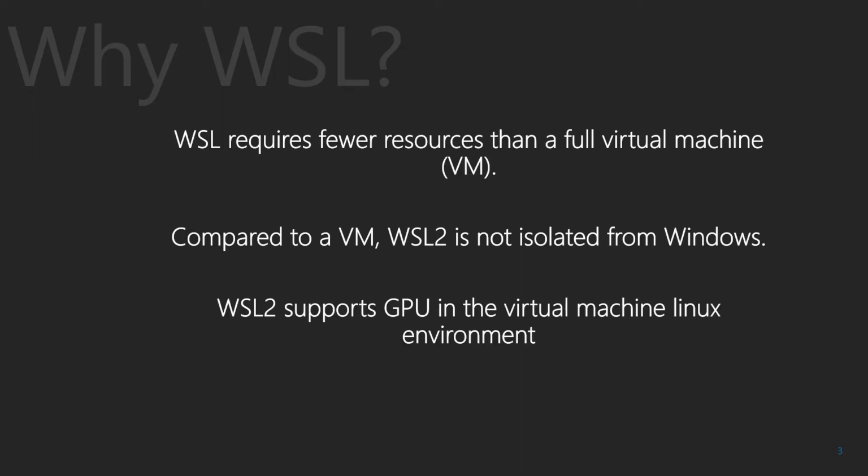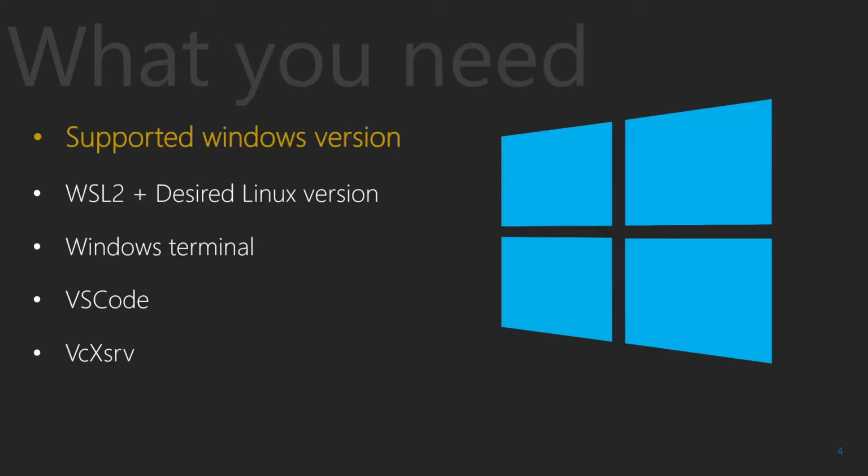WSL2 supports GPU in the virtual machine Linux environment. This allows performing more computationally heavy tasks as you would with a normal Linux system. And for me as an AI engineer, this is one big plus, because using a VM doesn't allow me to use my GPU to carry out some tasks I need to do. But with the new WSL2, I can easily do this. So what do you need?